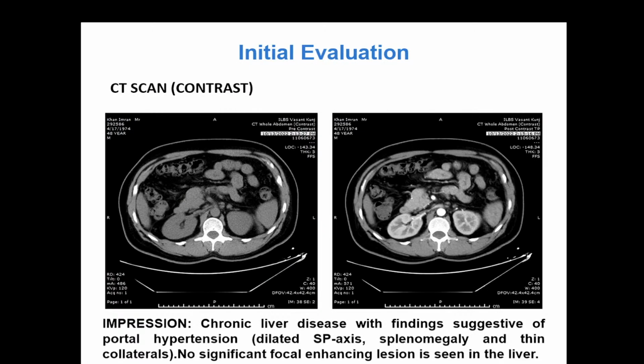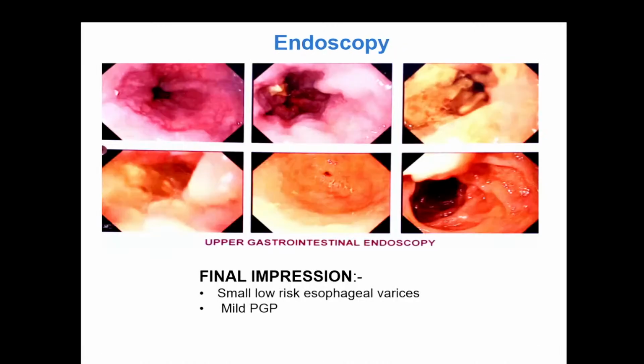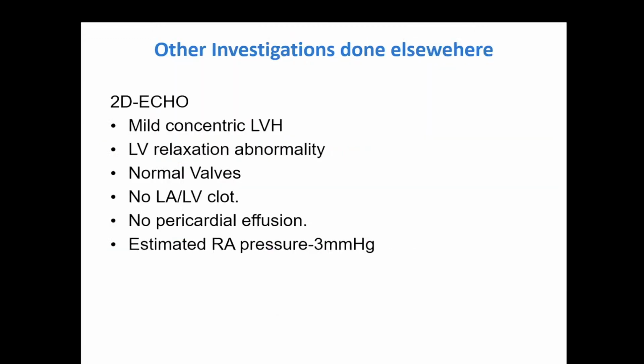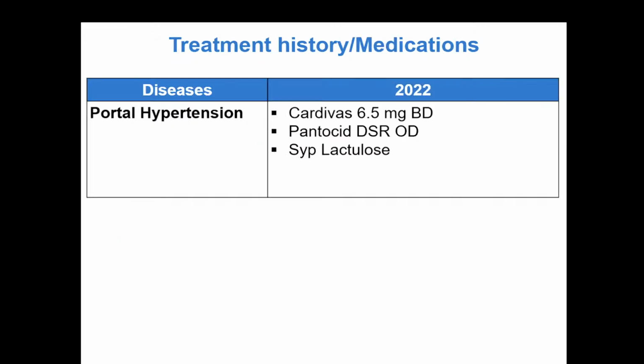As a protocol, we do the contrast enhanced CT scan for all these patients, and this also did not reveal any evident SOL in this patient. And there were features of chronic liver disease and portal hypertension. He had small, low-risk esophageal varices and mild portal hypertensive gastropathy. His 2D echo was normal.